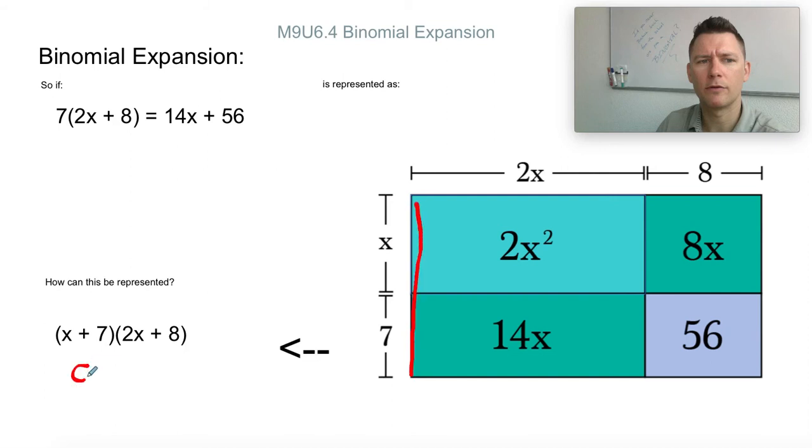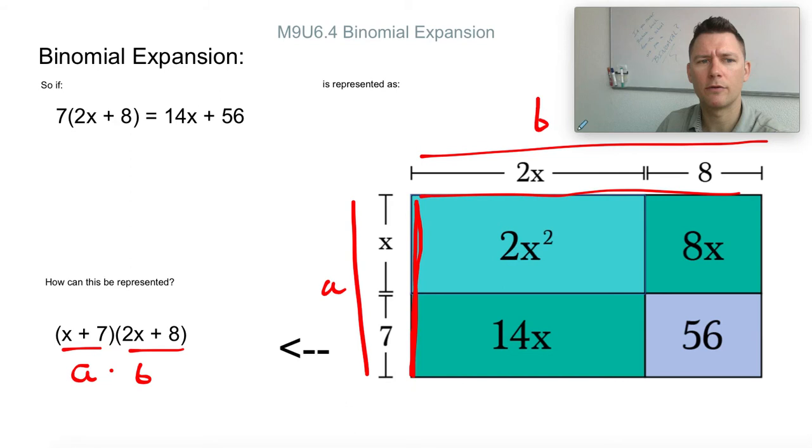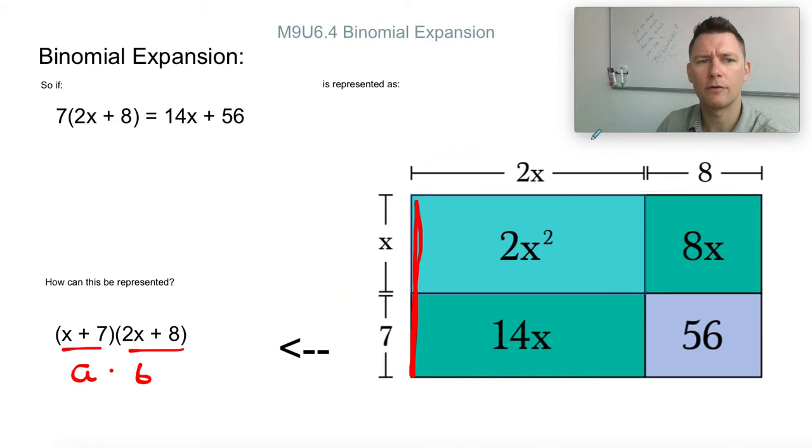This is sort of like saying, what's the area? Well, it's a times b. It's this times this, right? This whole thing is a, and this whole thing is b, right? So we're doing that sort of deal. This length is 7 plus x, and this is 2x plus 8. I want to know the whole area.